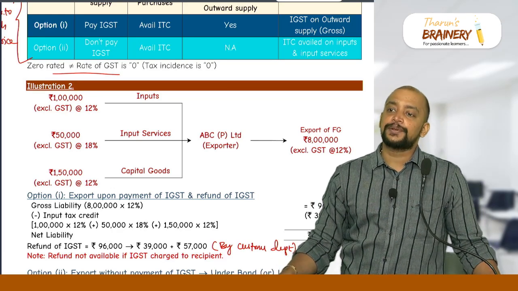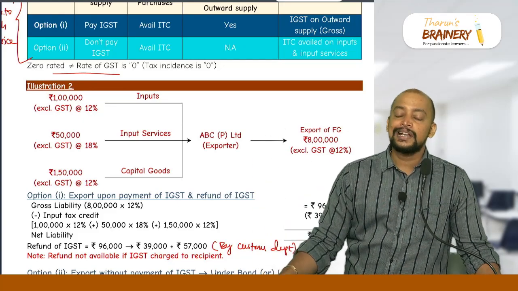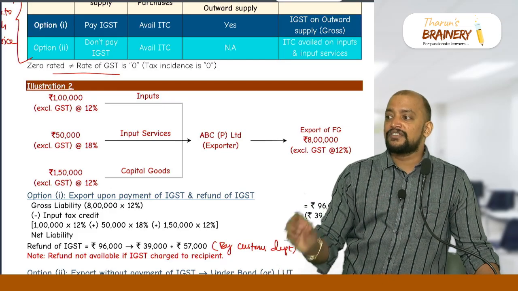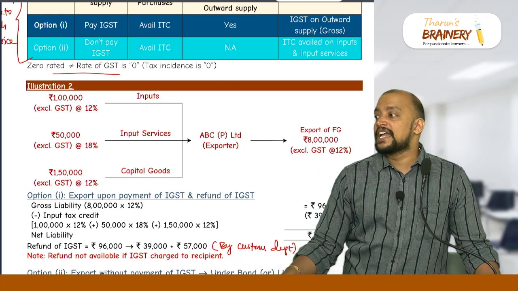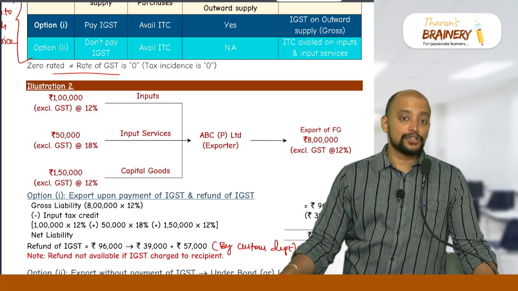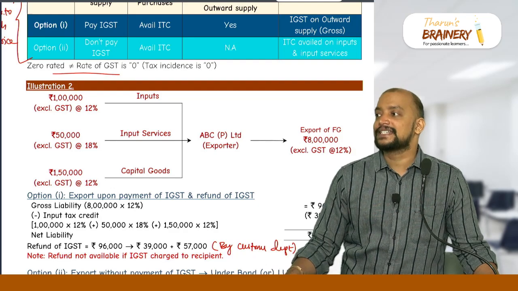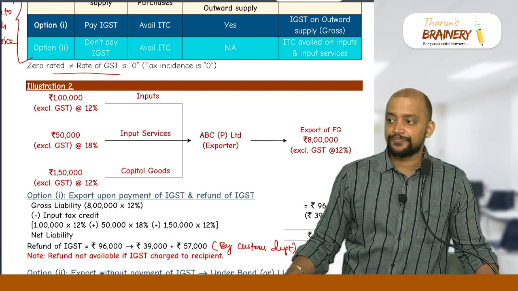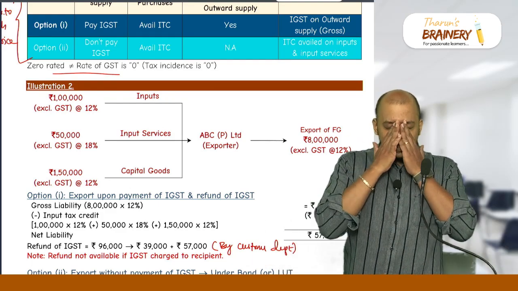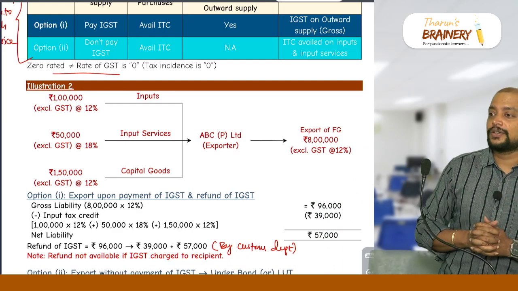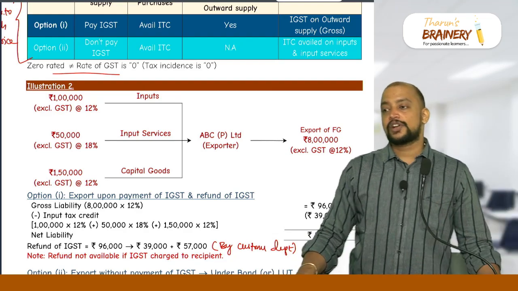What is the full form of LUT? Letter of undertaking. Bond is normal, you will execute it on a stamp paper. For every bond and LUT there will be one number given, and you need to quote that number at the time when you are claiming the refund. So, export without payment of GST under bond or LUT, and refund of what? ITC. Refund of ITC. Underline that. Now, what is your gross liability? 0. Why 0? Without payment of GST. So gross liability 0.